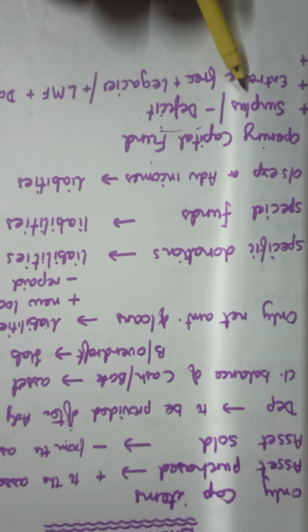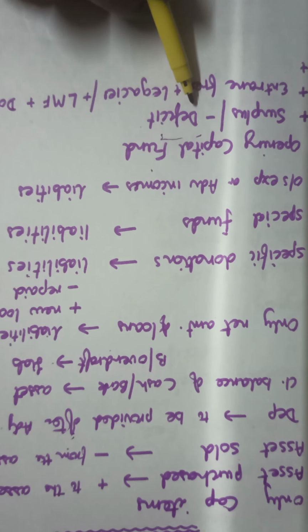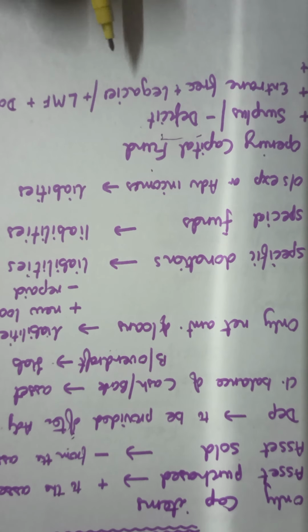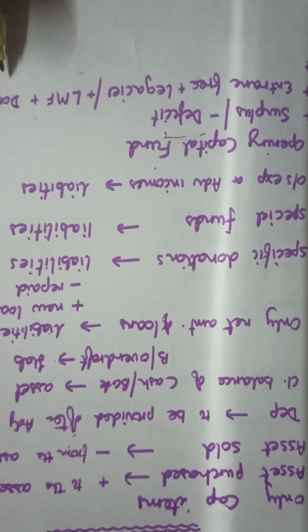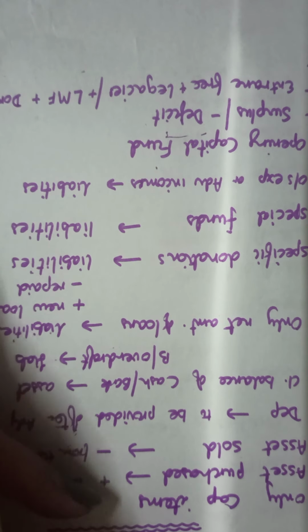Add the surplus shown by the income and expenditure account, or subtract the deficit in case it is shown in the income and expenditure account. And then you make adjustments for those four things I told you: ELLD, the entrance fee, legacies, the life membership fee, and the donations. We will deal with this just now. So girls, this is the way we start with the balance sheet.